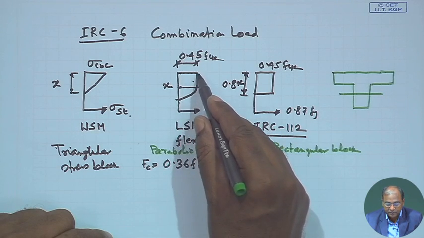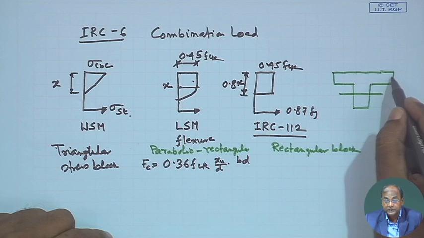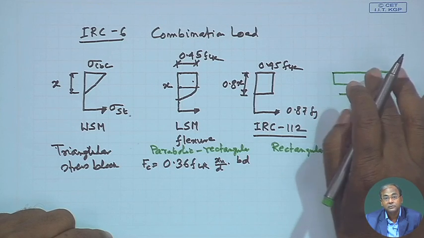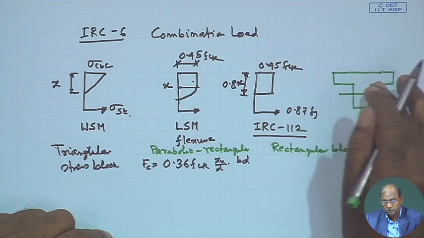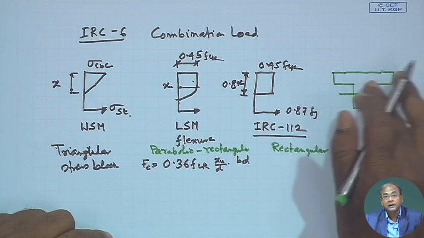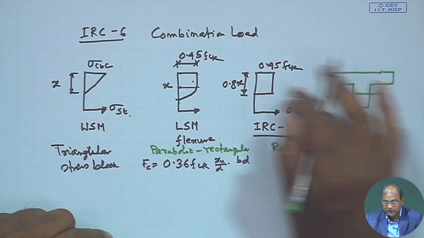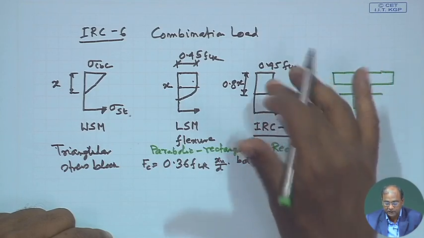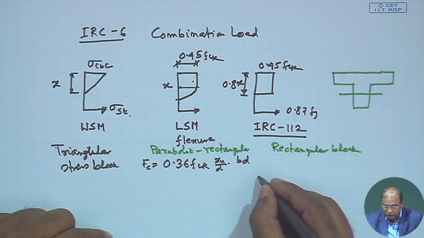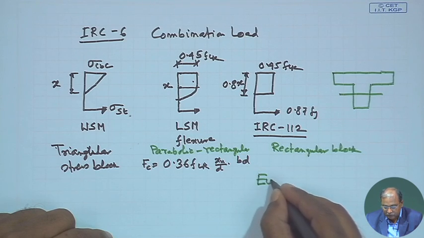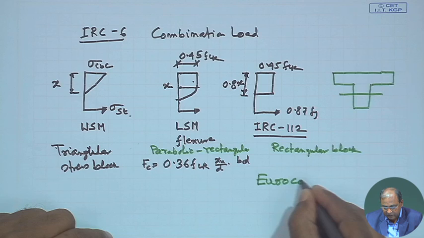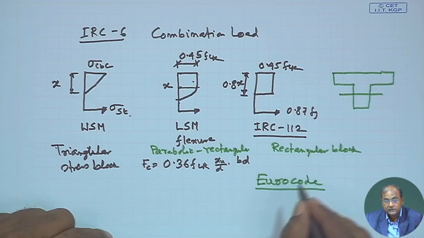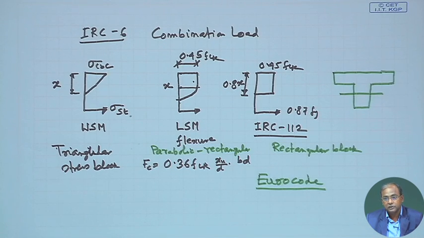position matters, because whether the rectangular portion falls within the flange or not, on the basis of that your compressive force will be different, your neutral axis position will also differ, and your lever arm will also change. But in this case, that is overcome using this particular approach, and this is also true in Eurocode. Rather, the IRC code appears to have followed the Eurocode.